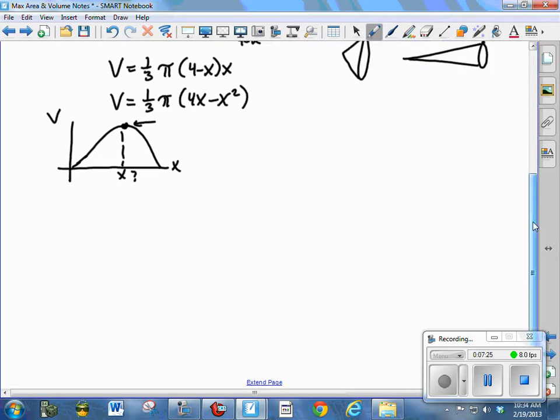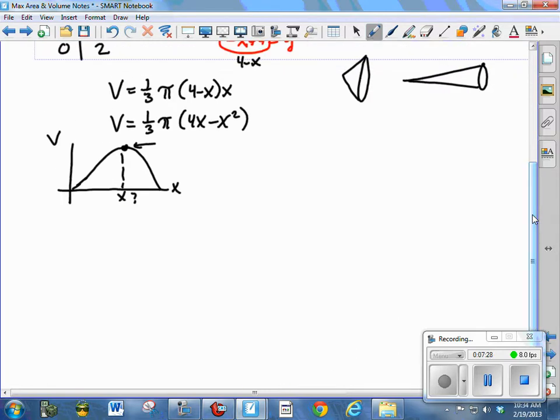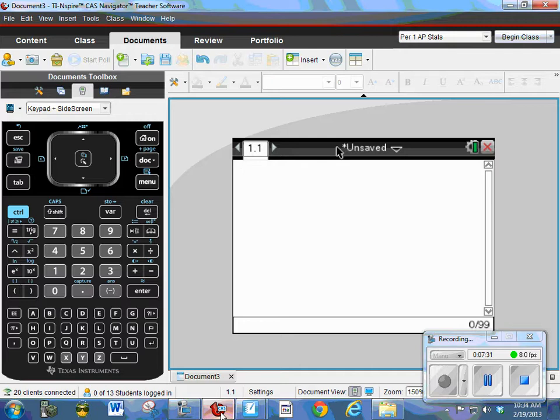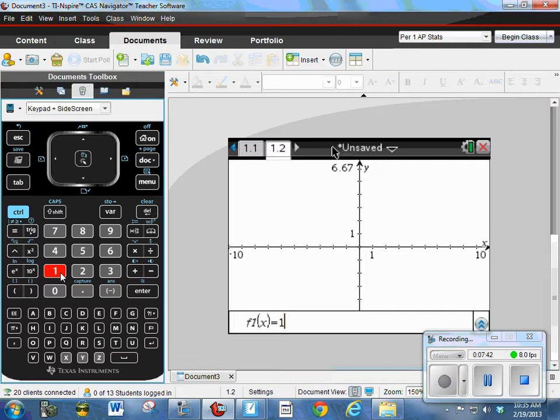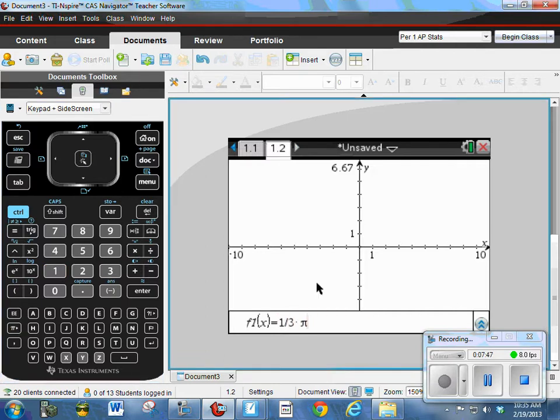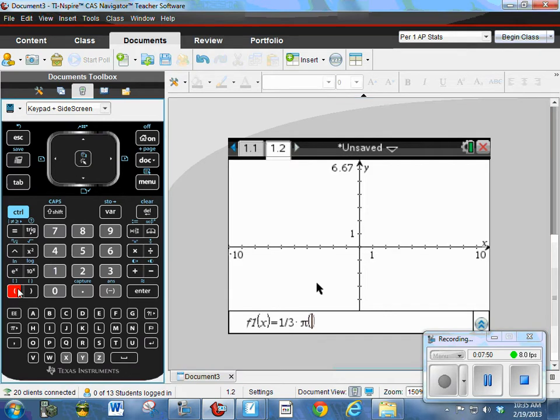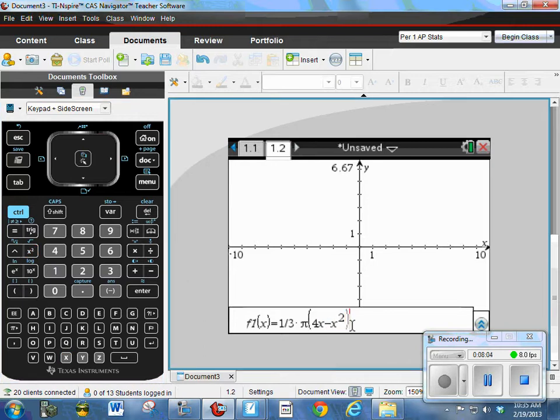So I'm going to put that on my calculator and do the maximum. So once again, here's the equation. I need to make a graph page. So insert a graph page. Type in the equation, which is 1 divided by 3 times pi times, in parentheses, 4x minus x squared. Where'd my x go? Minus x squared. Okay, and I'm going to graph that.